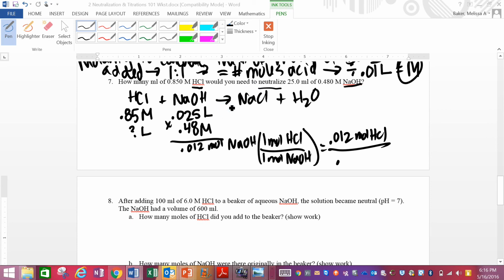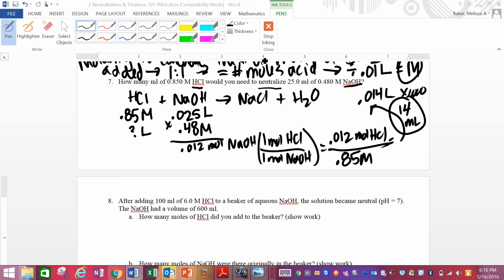Moles divided by the molarity of that acid gives you liters. So that comes out to be, I'm going to write it up here. Let's see, 0.014 liters times 1,000, the answer is 14 milliliters. That's how much of that molarity of acid would be required to neutralize that amount of that molarity of base, the NaOH.